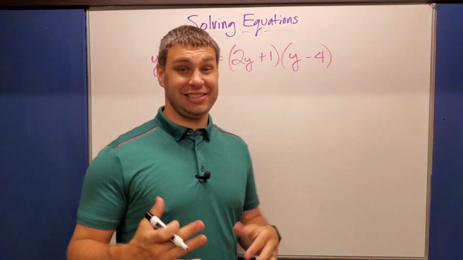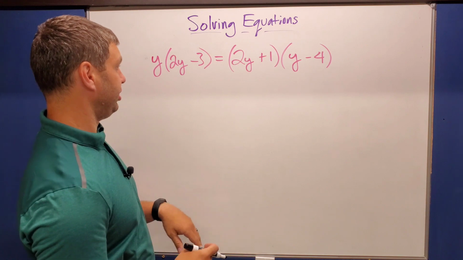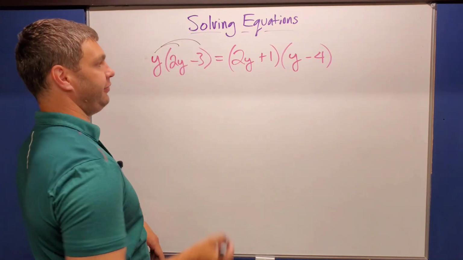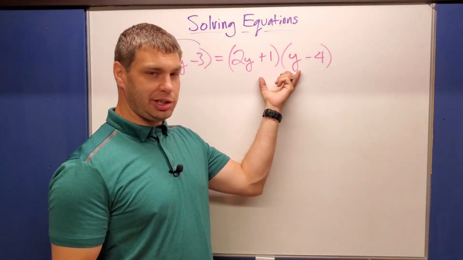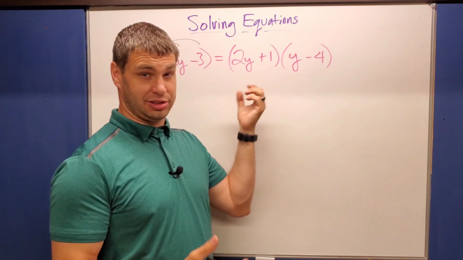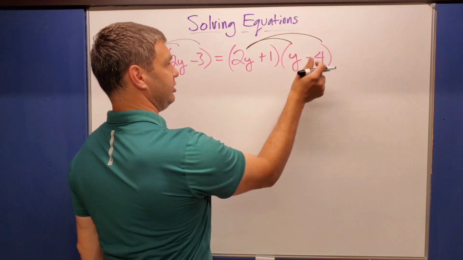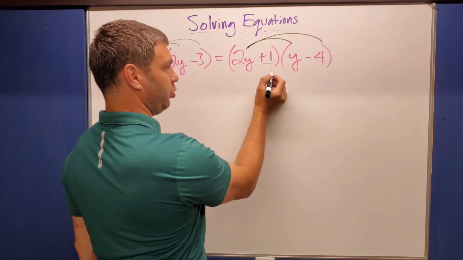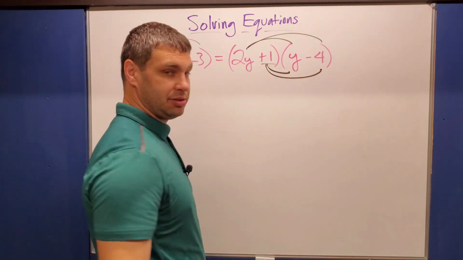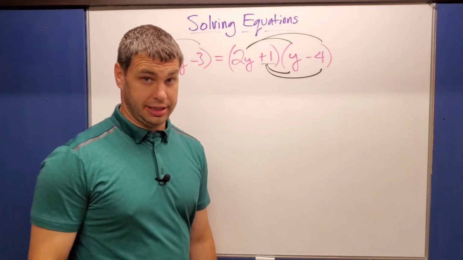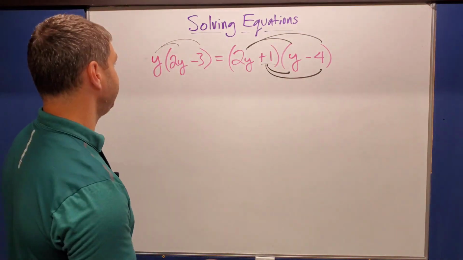Let's try another one. All right, in the second problem, we have a couple of sets of parentheses. We'll just distribute this y like we did in that first one, but then over here, we have to do what's called foiling, or just distributing multiple times. All right, we're going to distribute this 2y into both terms over here, as well as this positive 1 also into both terms in the other set of parentheses. All right, so let's do all those things and we'll see kind of what happens after that.